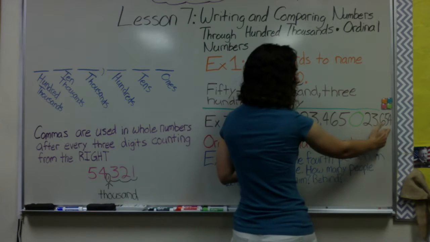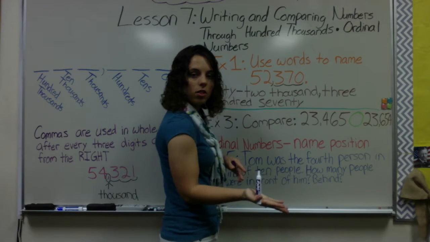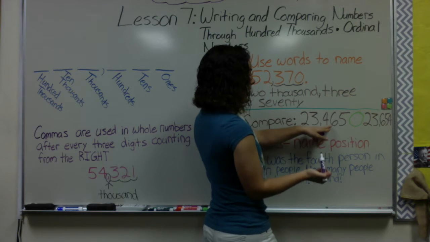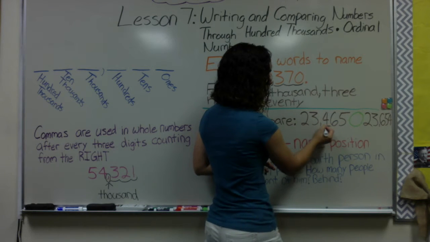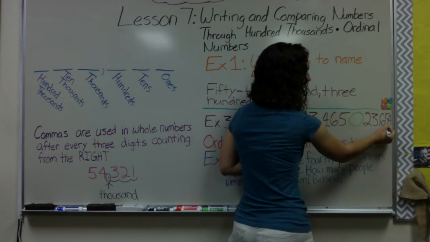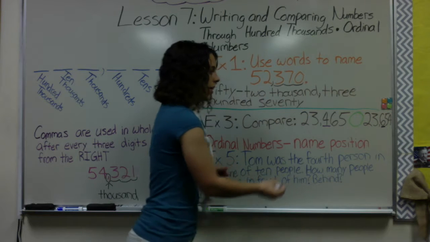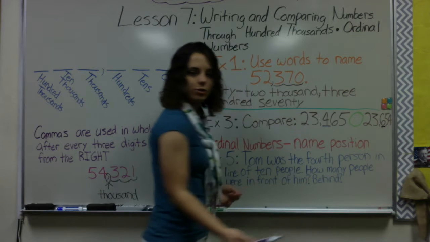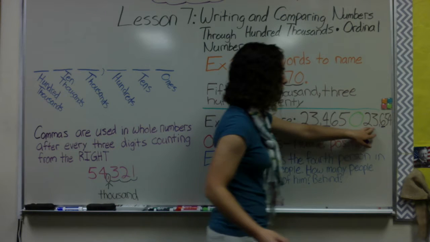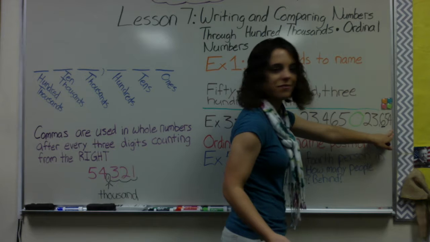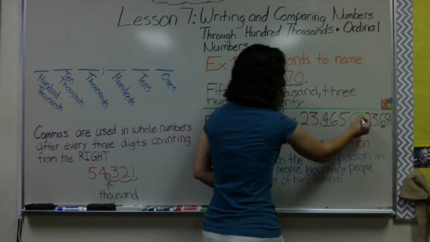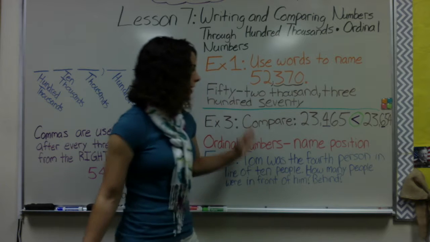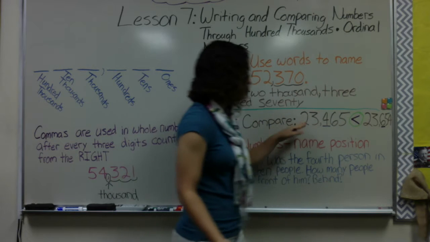Now this one's a little squished, so you might want to look around in your book to be able to read it if you can't see it well. In my hundreds place, I have a 4, and in my hundreds place here, I have a 6. 600 is automatically going to be larger than 400, which means that 23,654 is greater than 23,465.